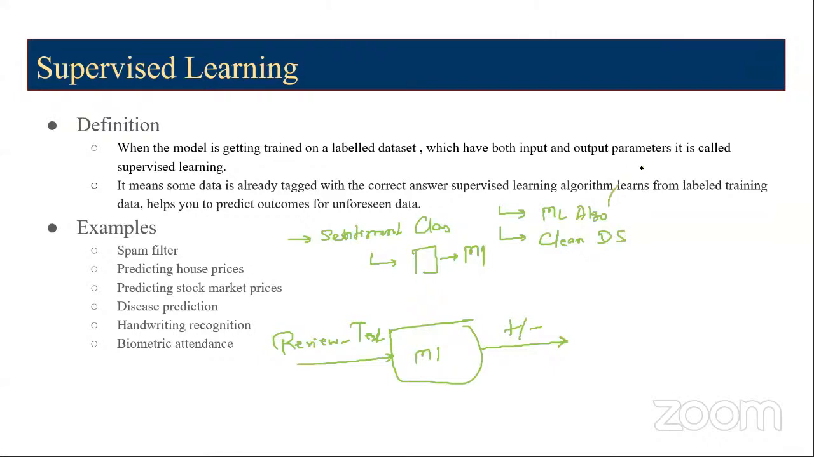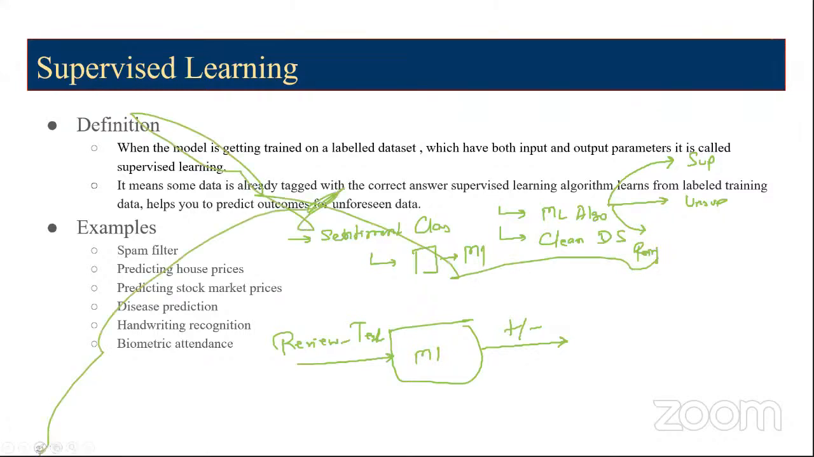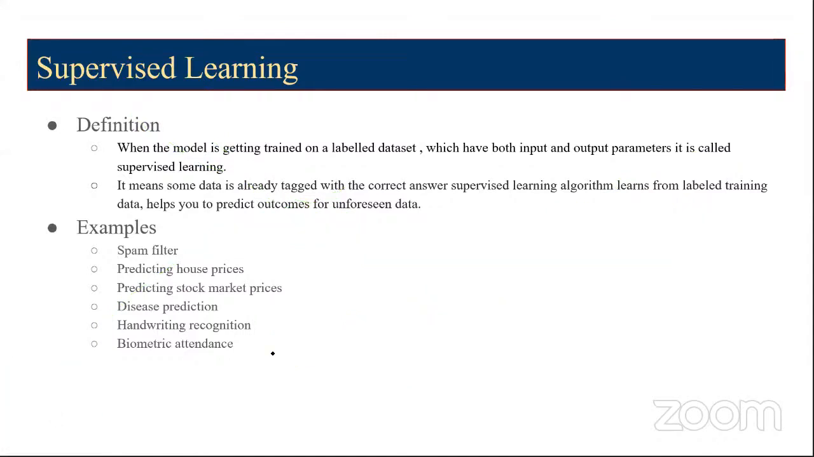And that is where I said, whatever machine learning algorithms we have, we can broadly classify them into three buckets: supervised, unsupervised, and reinforcement learning. And what we are discussing right now is supervised learning. Clear? Okay. So supervised learning, let's check the definition. When the model is getting trained on a labeled data set, which has both input and output parameters, it is called supervised learning. So let's try to understand what we mean by labeled data set.